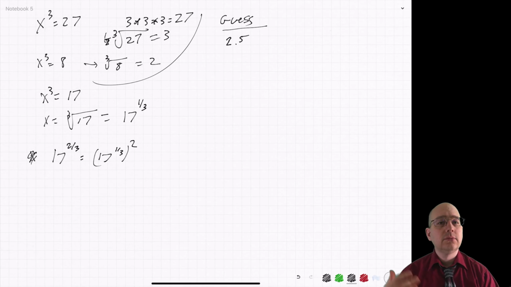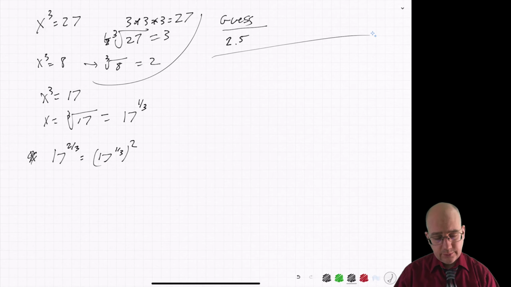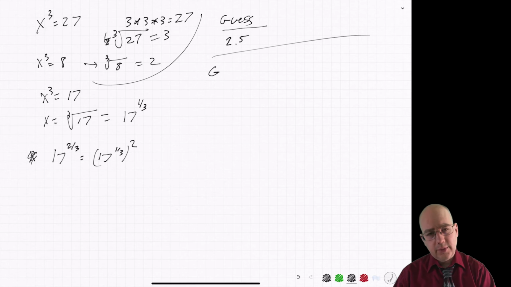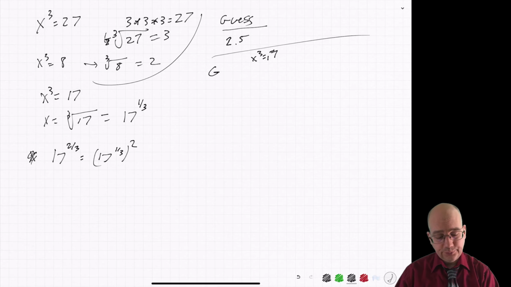So you've got your guess methods. Now, there is also a formula for computing it very rapidly. The general form is a lot like the square root thing, only now we have extra powers, so that complicates things a little bit. So g is going to be our guess, right? And we'll do x cubed equals 17 here.